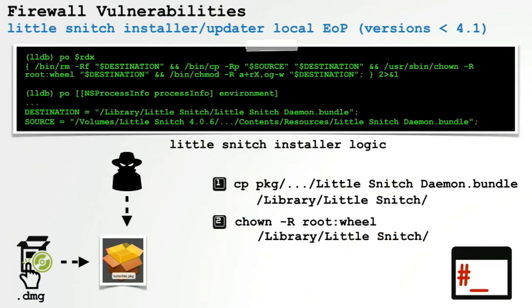Another issue I found, also in Little Snitch, when I was working on these slides affects its installer or updater component. Basically, it would not validate that the new firewall components it was installing had not been tampered with. So a local unprivileged attacker could modify these components, and then the privileged firewall installer would naively use these infected or modified components and execute them as root, again giving a local unprivileged attacker root privileges.